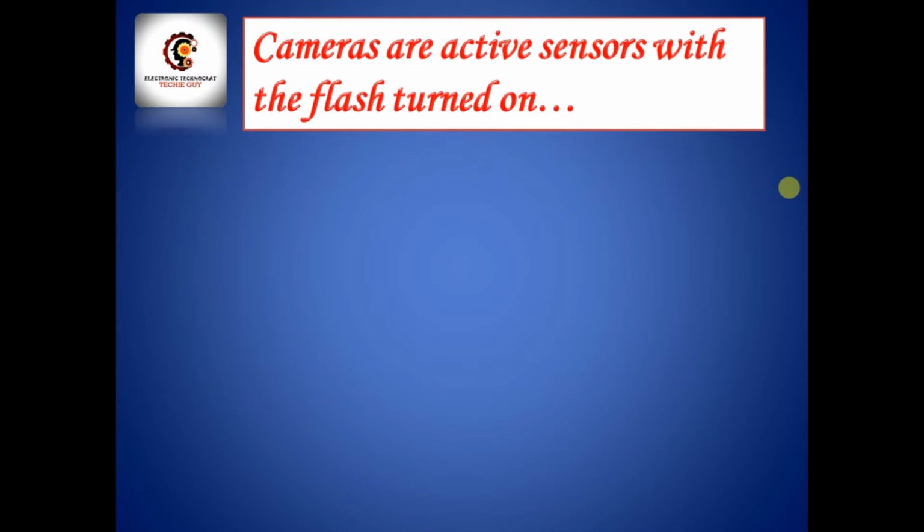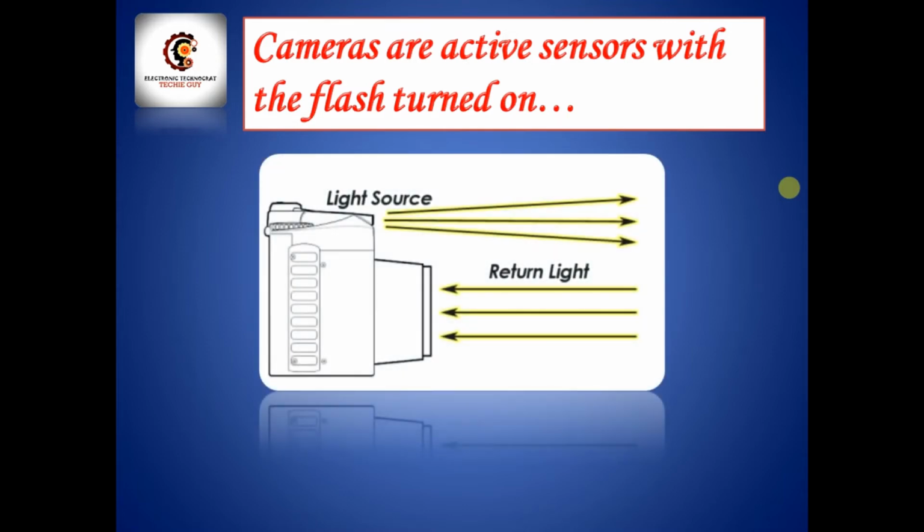Now we are getting to the principle of how these sensors actually work. Before turning to the examples, we're going to see the principles. The first sensors we're going to talk about are active sensors. Cameras are active sensors with the flash turned on. Let's justify this statement. We'll draw a diagram first.